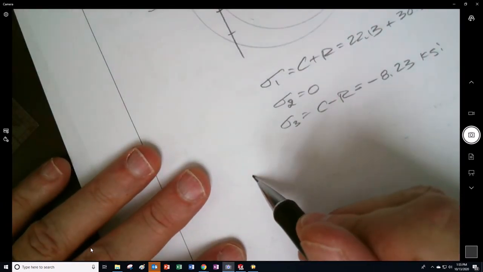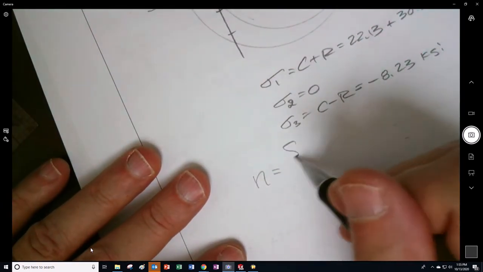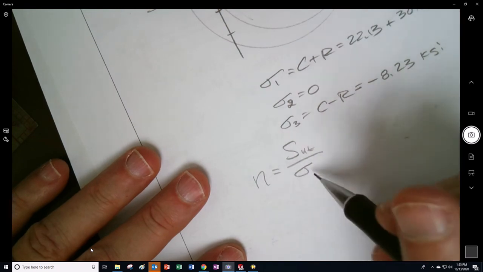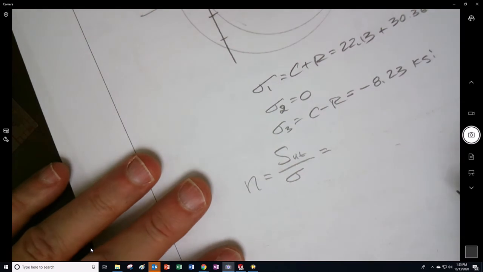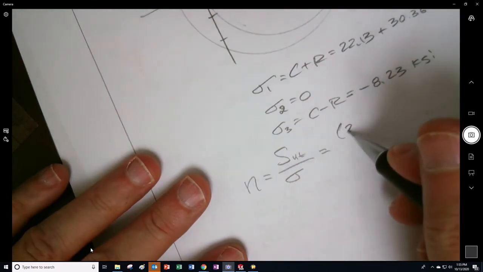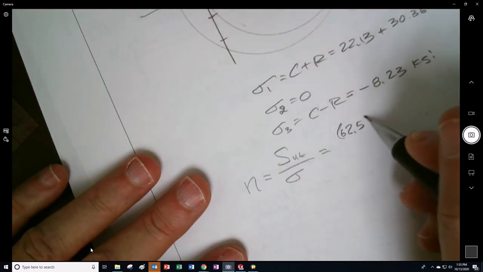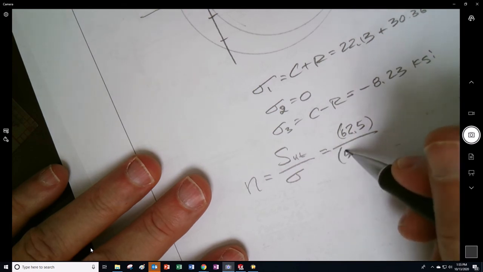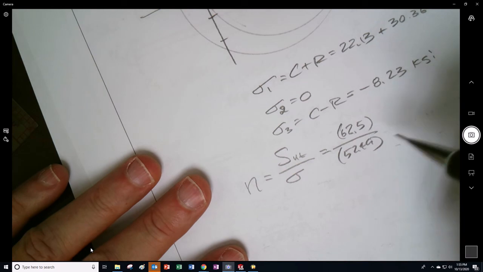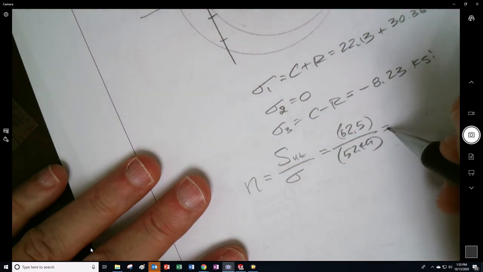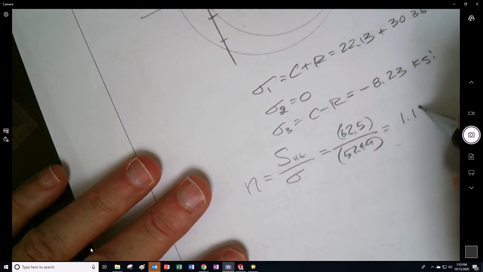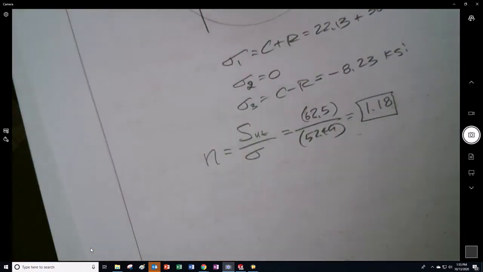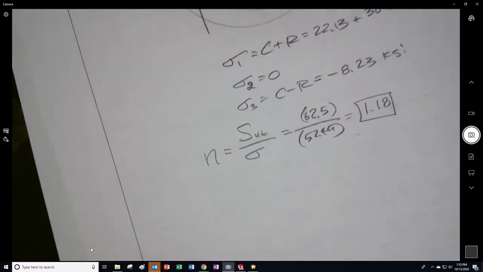But now we want to get the safety factor. We want the ultimate tension divided by the principal stress here. And that's 62.5 that we looked up, divided by our 52.49. So we've been able to combine them into completely normal stresses, and you get 1.18, and that's the answer. And only 2 decimal places.